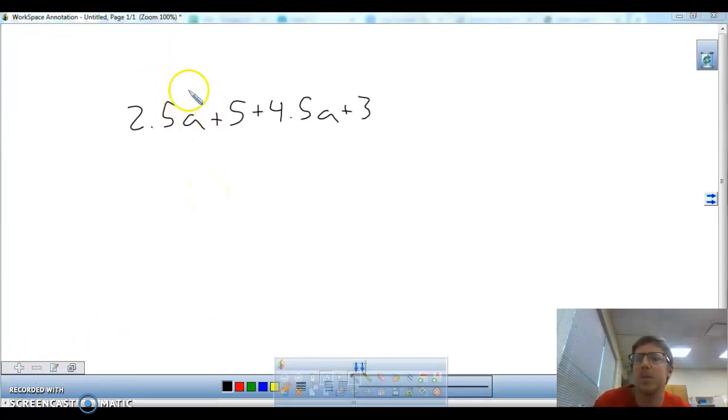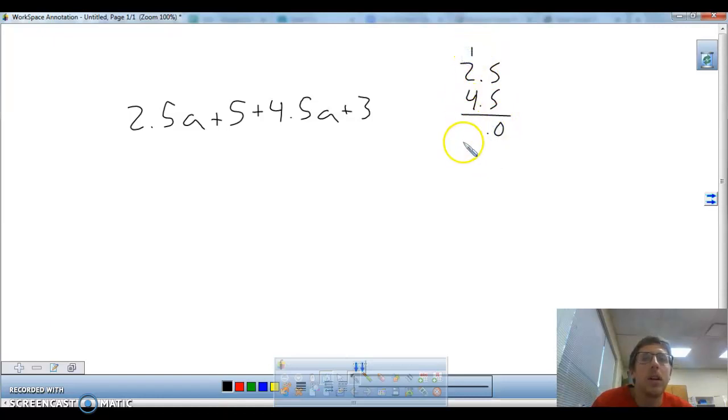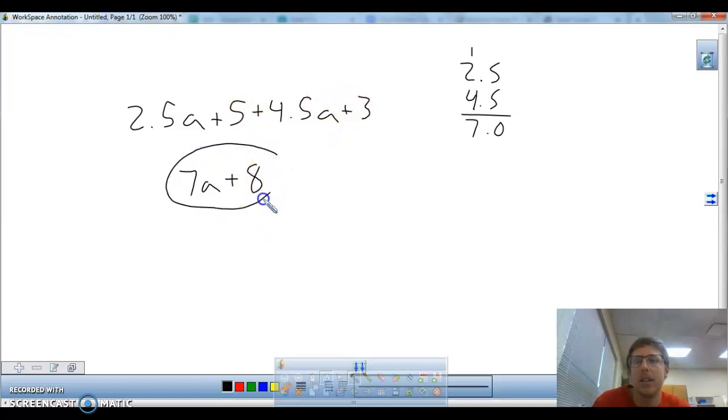Now we're going to move to decimals. So we got 2.5a plus 5 plus 4.5a plus 3. Again, you can only combine like terms. Well, we've got 2.5a's and 4.5a's, so if you take 2.5 plus 4.5, we get 7, right? So we got 7a's plus, and then we got 5 plus 3 is 8. So that's your answer there. Okay, that one's pretty simple there.